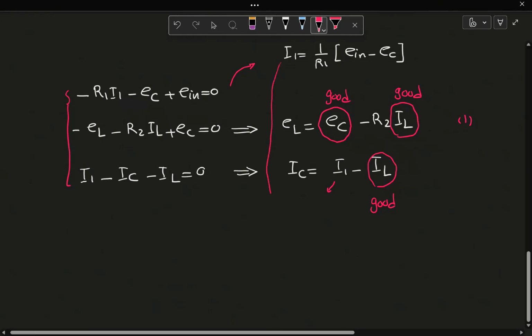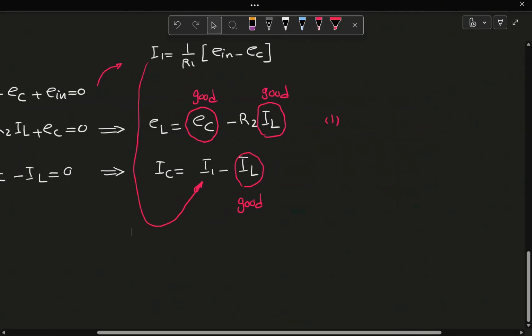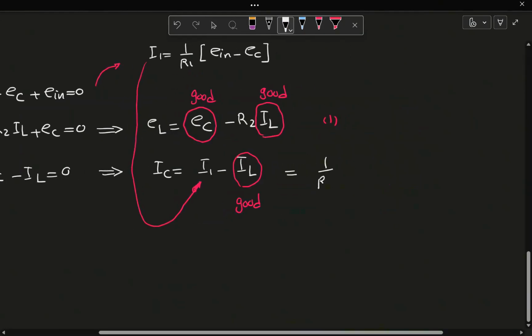And when you go ahead and substitute I1 here, you are done with this equation. So by substituting I1 as 1 over R1 En minus EC, minus IL, you are right now able to represent IC in terms of all your good terms. En is a good term, EC is a good term, IL is a good term. Why? Because En is your input, EC is your dynamic variable, and IL is your dynamic variable too. Okay, so I'm going to call this equation 2.